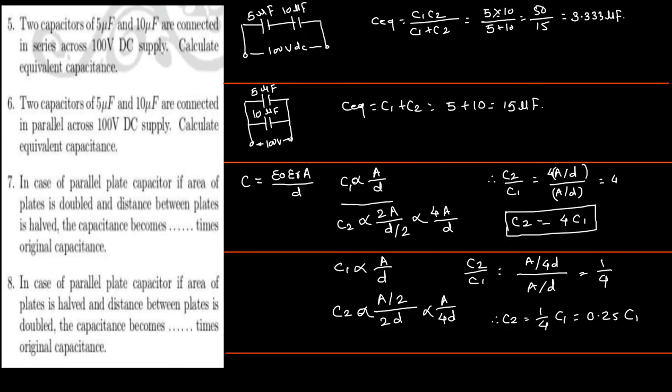Two capacitors of 5 and 10 microfarad are connected in series. What is the equivalent? To calculate the equivalent, you can use two formulas. Either you can use 1 upon C equivalent is equal to 1 upon C1 plus 1 upon C2, or you can use directly C1 C2 divided by C1 plus C2. So it will give you 5 into 10 divided by 5 plus 10, which gives 3.333 microfarad.